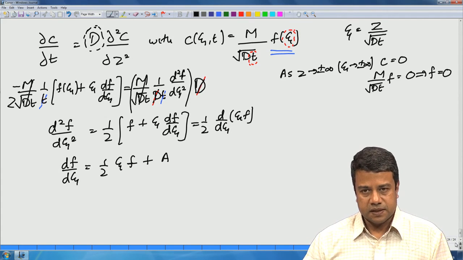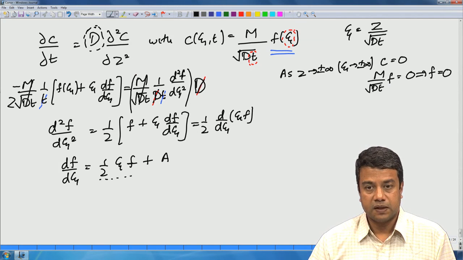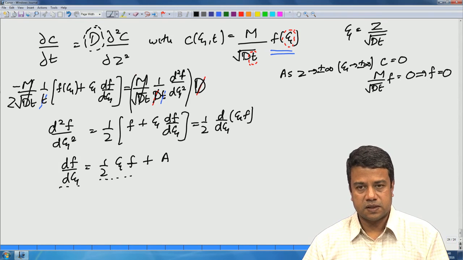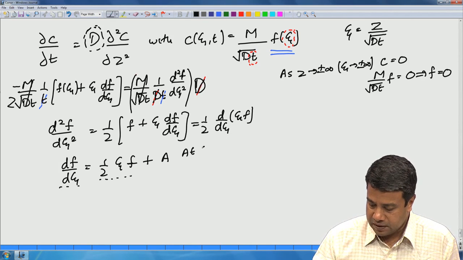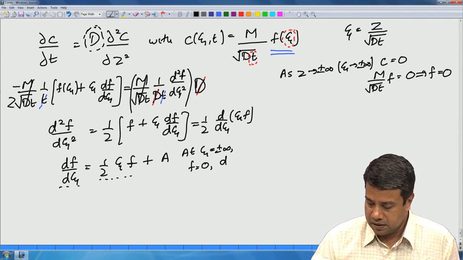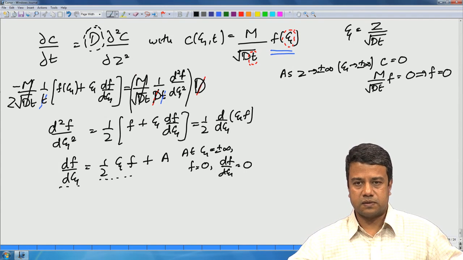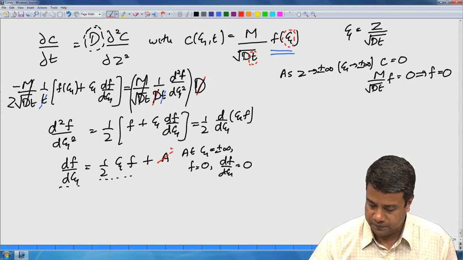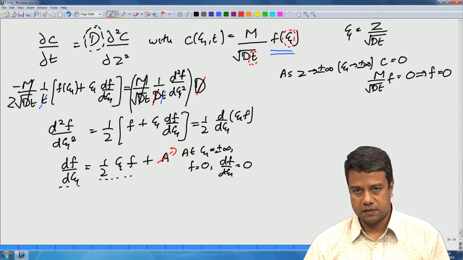As you go to plus or minus infinity, this function f is equal to 0. The slope also has to be equal to 0, because if the function f goes to 0, the slope also has to be equal to 0. So, that means that at psi is equal to plus or minus infinity, f is equal to 0 and df by d psi is equal to 0. Because if you have 0 concentration, the slope is also 0. That means that this constant a has to be equal to 0, in this particular case, from the boundary conditions at plus or minus infinity.